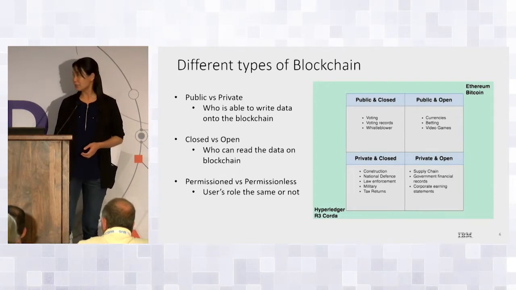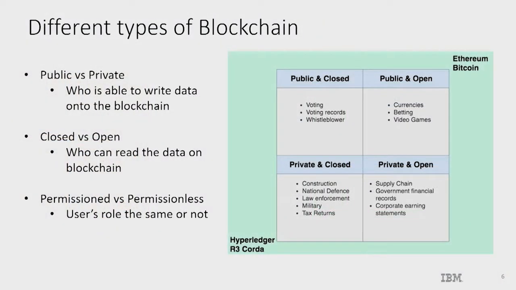On the right-hand side, there are some examples of the different combinations of public open, public closed. Basically, you can see that Ethereum and Bitcoin are more tied into the currency use case, public open. Anybody can write it, anybody can see the data on the ledger.